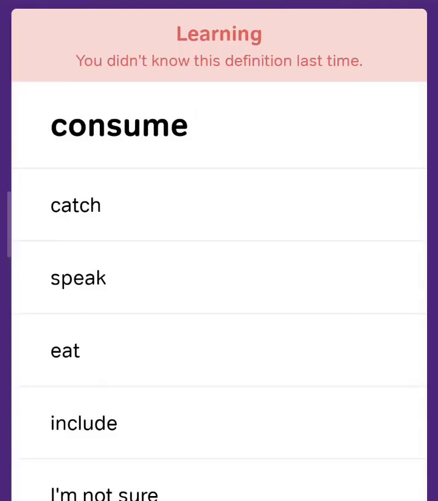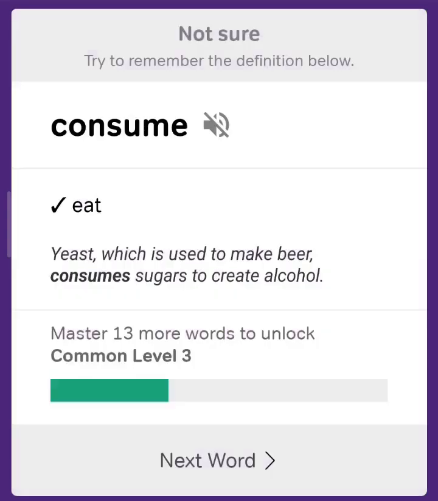Consume, eat. Yeast, which is used to make beer, consumes sugars to create alcohol.